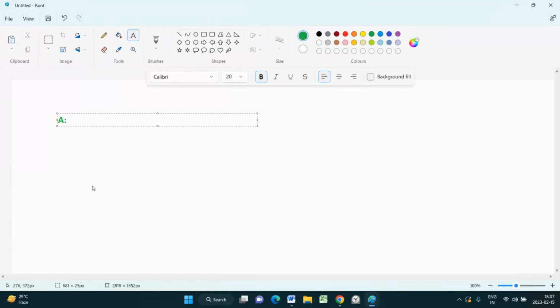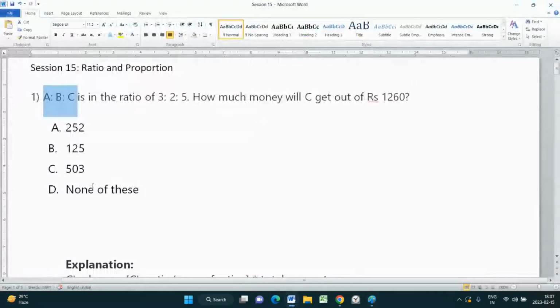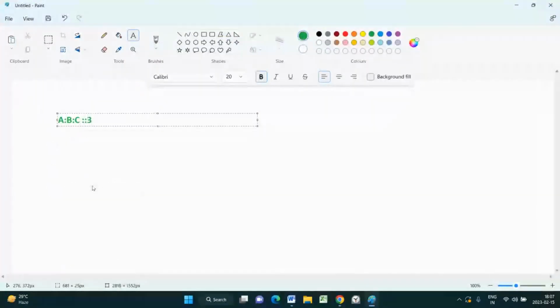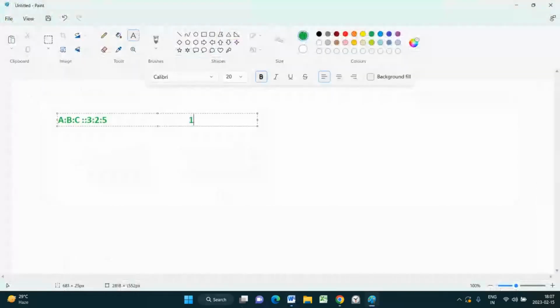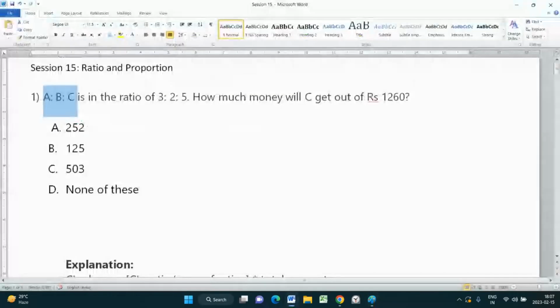A is to B is to C. What is the value? 3 is to 2 is to 5. A is to B is to C. A is equal to 3, B is equal to 2, C is equal to 5. They want to know, there is a sum of 1260 available.